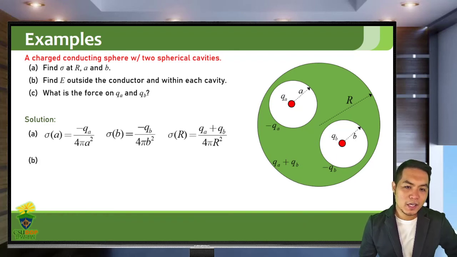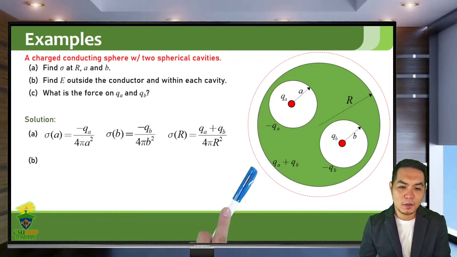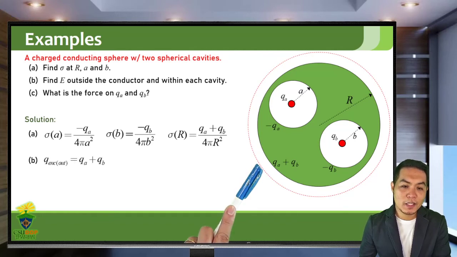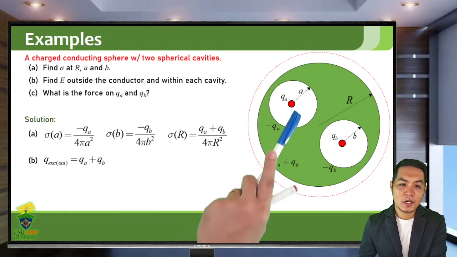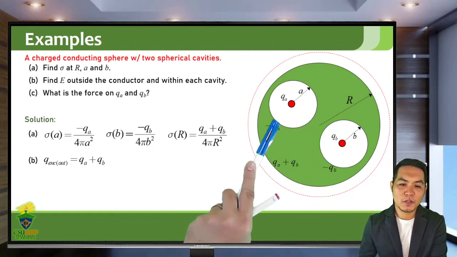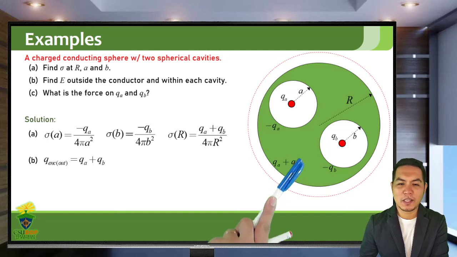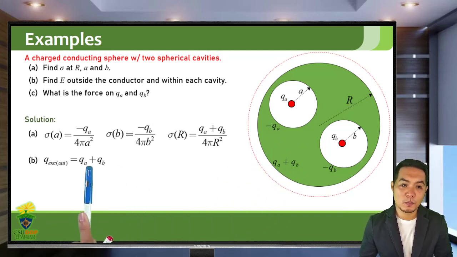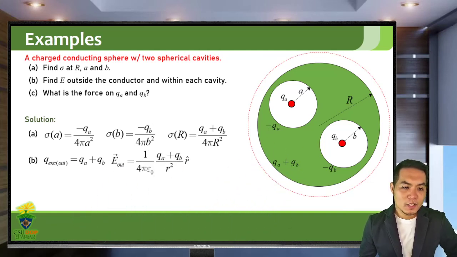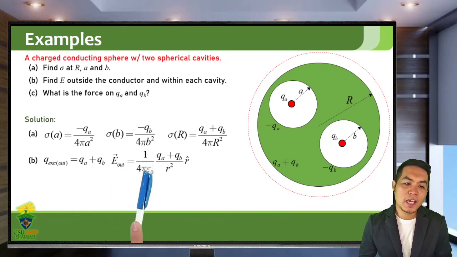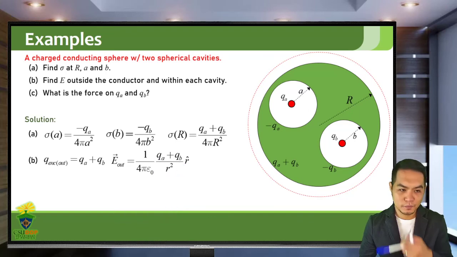For letter B, the electric field outside. So we make a Gaussian surface outside. This is our Gaussian surface. The charge enclosed by this Gaussian surface will be QA plus QB minus QA minus QB plus QA plus QB, and when you add all that, it's just QA plus QB. Therefore, the electric field outside will be K times the total charge enclosed, QA plus QB, over R squared.